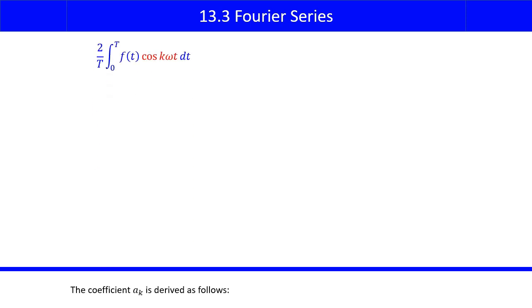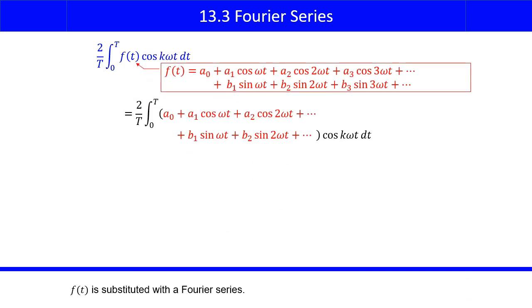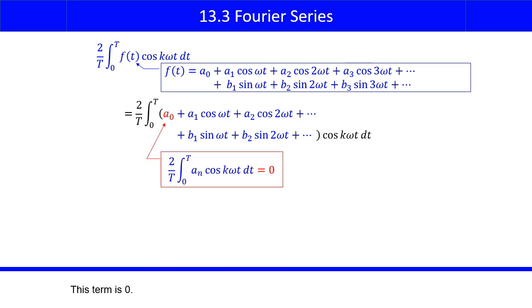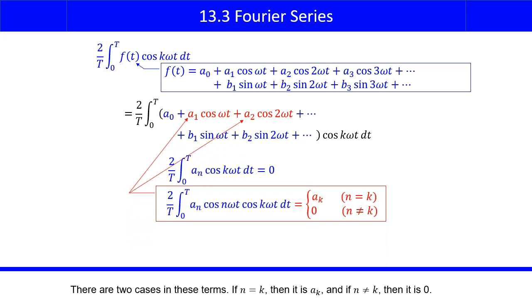The coefficient Ak is derived as follows. f(t) is substituted with a Fourier series. This term is 0. There are two cases in these terms. If n equals k, then it is Ak, and if n is not equal to k, then it is 0.